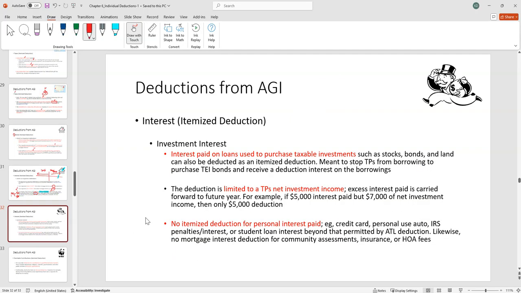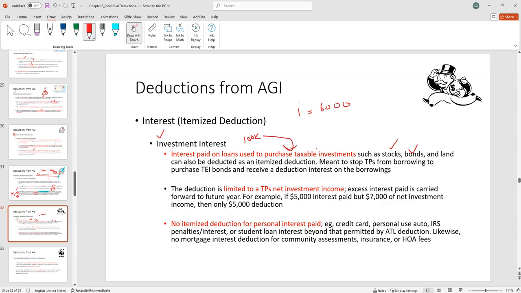How about another type of interest? We talk about home mortgage interest, typically interest you pay on a house, on that loan. It can also be another type of interest, investment interest. So maybe you borrow some money from the bank and use the proceeds to buy taxable investments. So not muni bonds, but things like stocks, traditional bonds, land, other items that are investments. Let's say you borrow 100 grand, you buy that stuff, that's great. And then you pay interest on that. Let's just say you paid $6,000 on the borrowing.